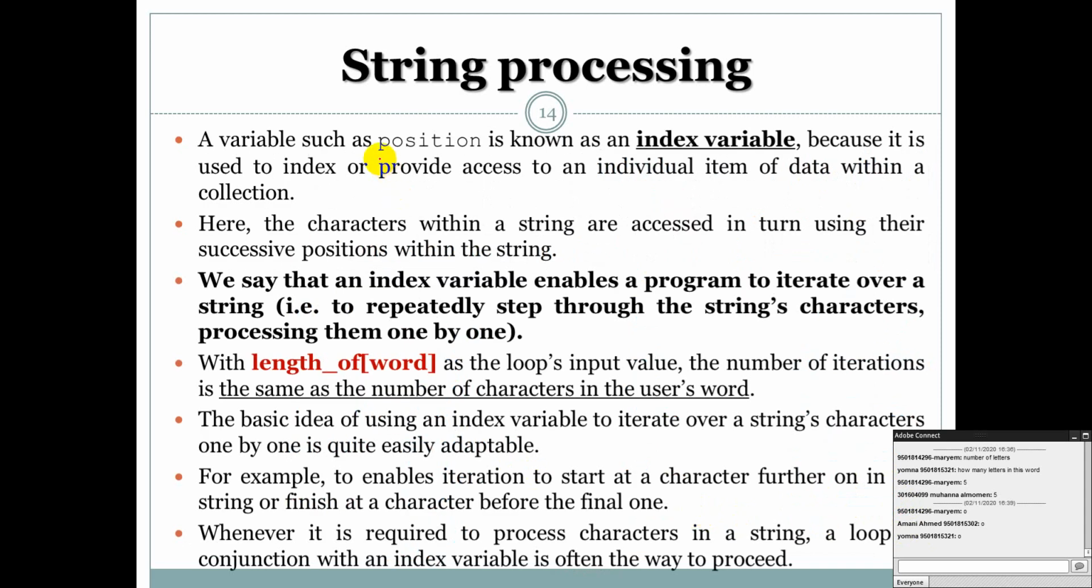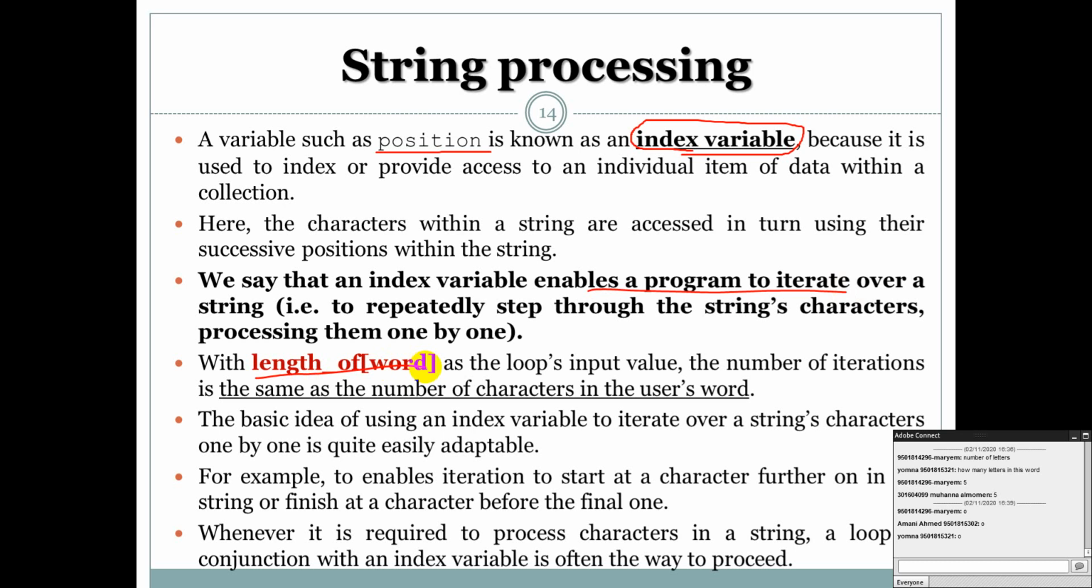Fine. So the variable position, what we use here, is called the index variable, that keeps the index of every character, or every letter, in the word. Characters within a string are accessed through this index variable. We say that the index variable enables the program to iterate through the string. Length of the word gives you the number of characters in the word, and hence in the loop we can repeat the loop that number of character times.